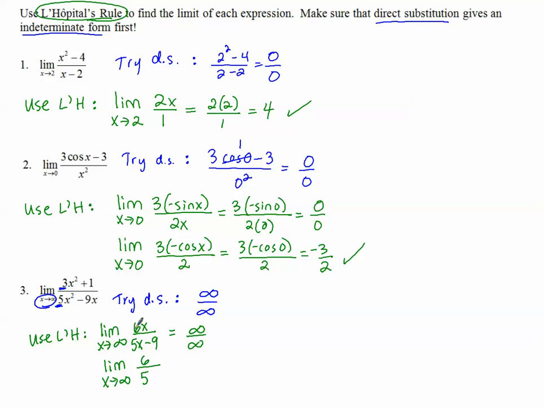3x squared, the derivative is 6x. 5x squared, the derivative is, oh, there it is. The derivative is 10x. Let's fix that. This derivative right here. So 10x minus 9, and then the derivative of 10x is 10. I can take that limit just by simplifying 6 over 10 to get 3 over 5.